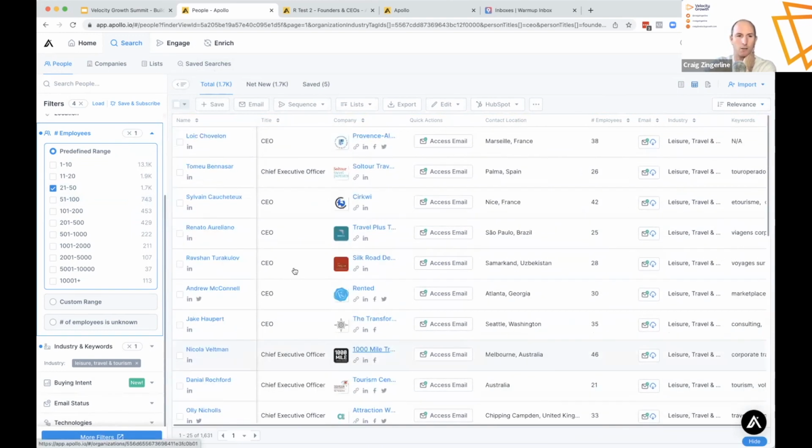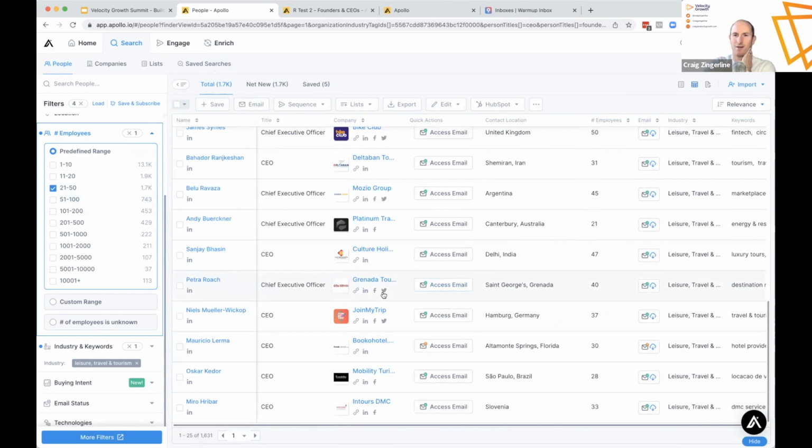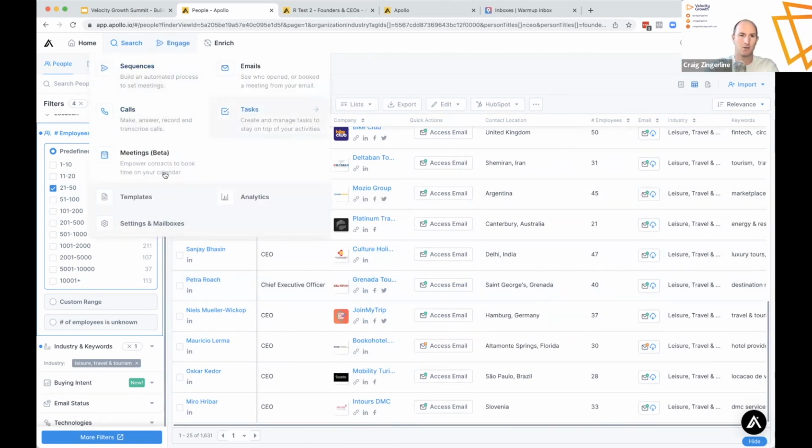So what I will generally do is I'll select the first 100 of these contacts and put them into a list called, I would call this one something like tourism dash 21 to 50 dash founder list 1. And since there's 1,700, I could create 17 of those lists of 100. So when I go back to here, let me show you some of my lists.